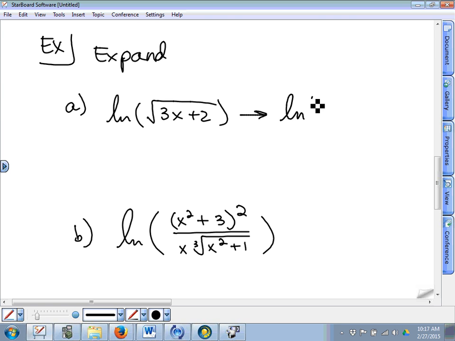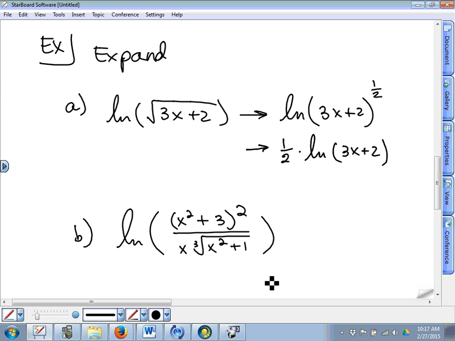So the first thing I would do is write this as the natural log of 3x plus 2 to what power? Now there's just one step left. That's the easiest step of them all. Move the 1/2 down in front. So it's 1/2 times the natural log of 3x plus 2. You cannot expand the rest of this because it's adding. If it was 3x times 4y or something like that, then you could expand it.